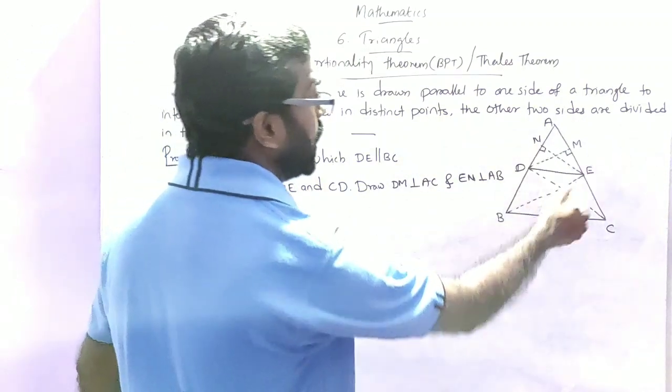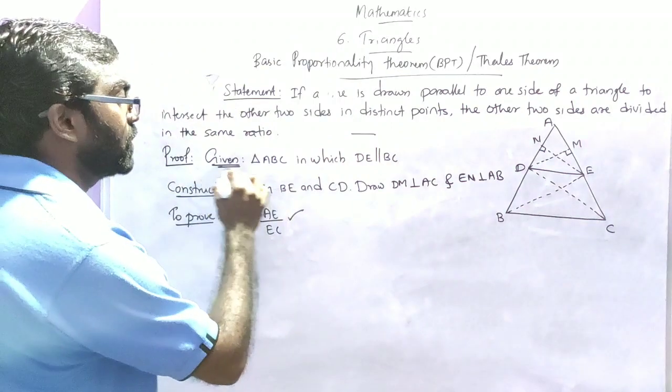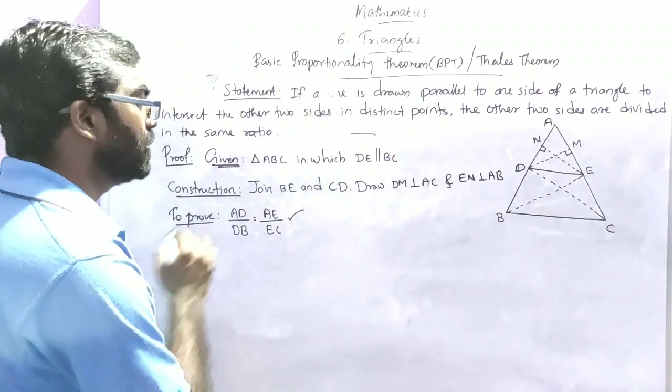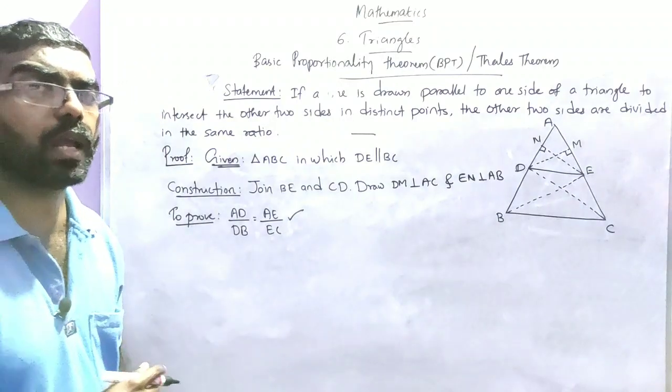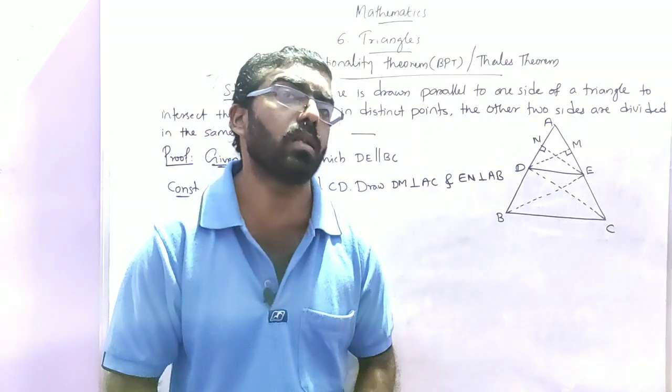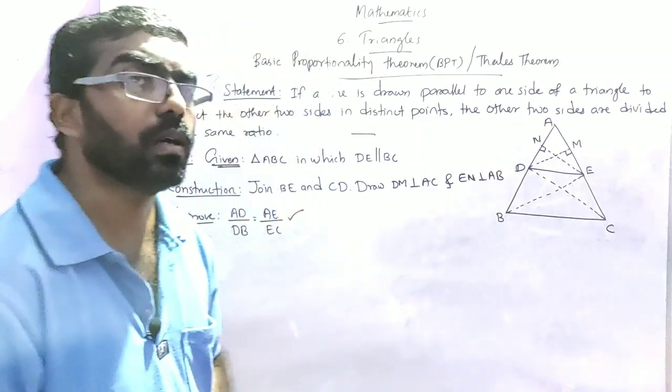Half mark for figure, correct figure, half mark for writing given, half mark for writing construction, and half mark for to prove. Okay, and the remaining 2 marks are for the main part or the major part of the proof. Okay.